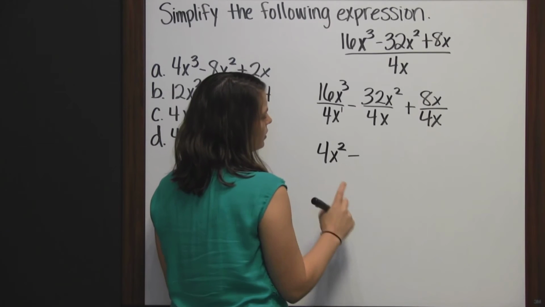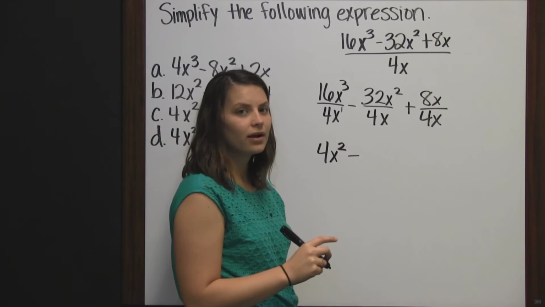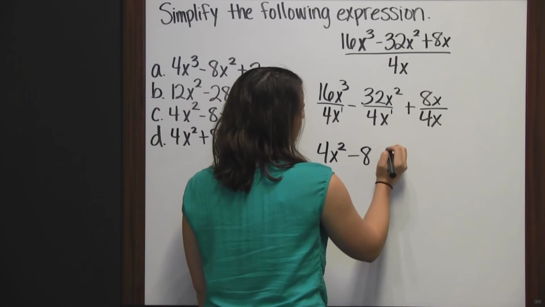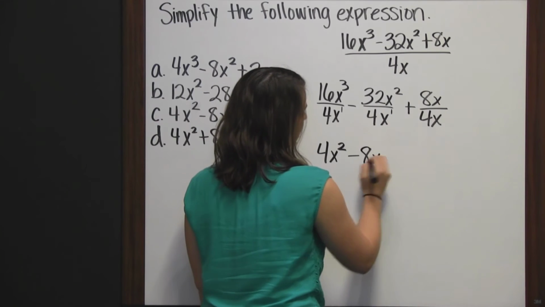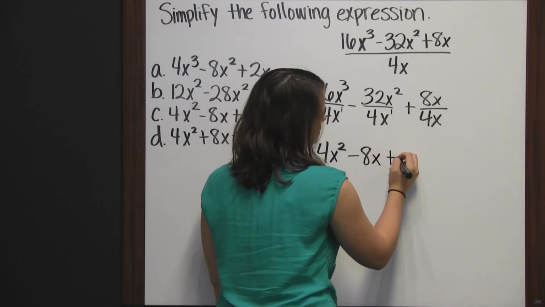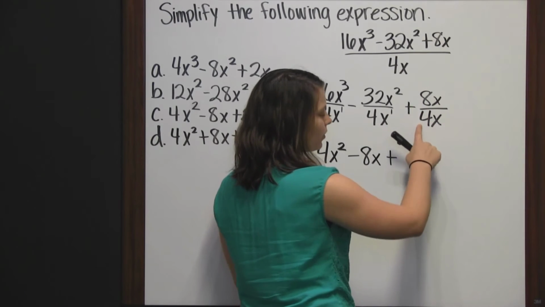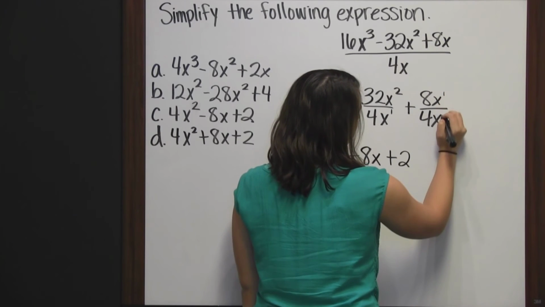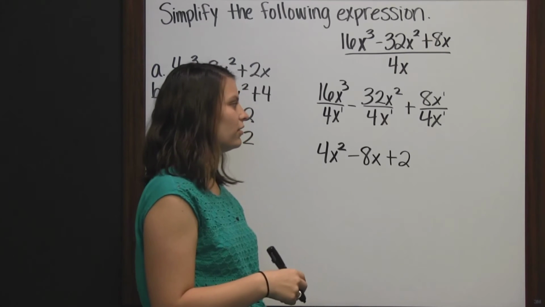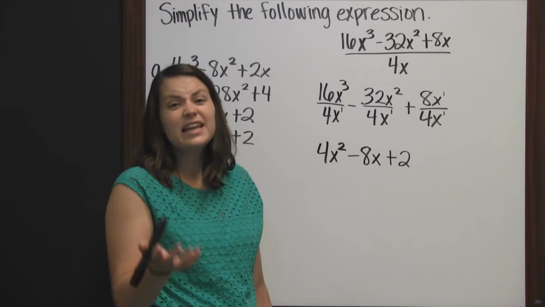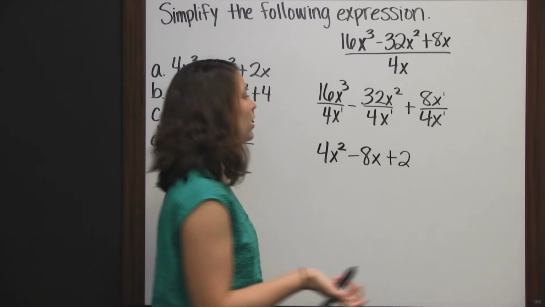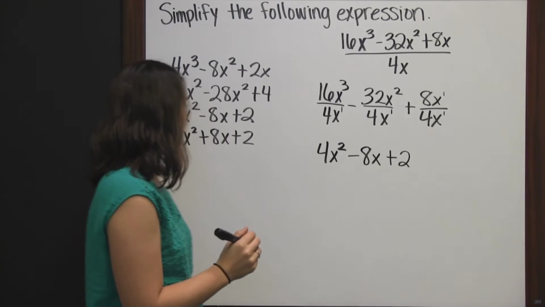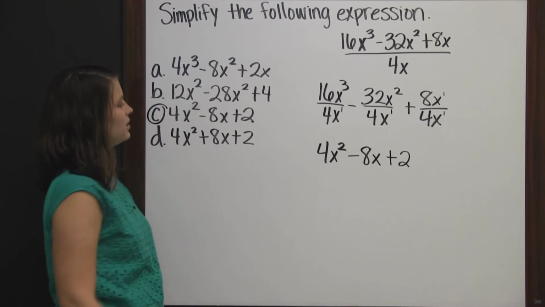Minus 32 divided by 4 is 8. x squared divided by x, 2 minus 1, is x to the first. Plus 8 divided by 4 is 2. And x divided by x, or x to the first divided by x to the first, 1 minus 1 is 0. Or you can just think x, or anything really, divided by itself is 1. So x divided by itself is 1, and 1 times 2 is 2. So our answer is C.